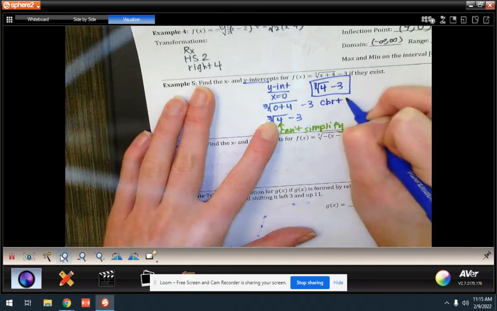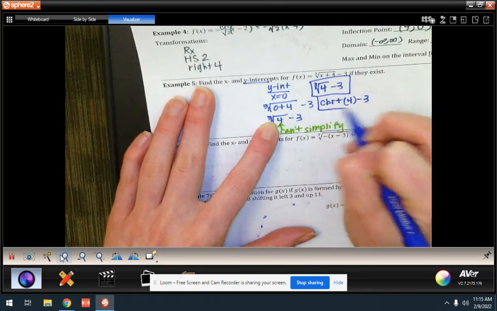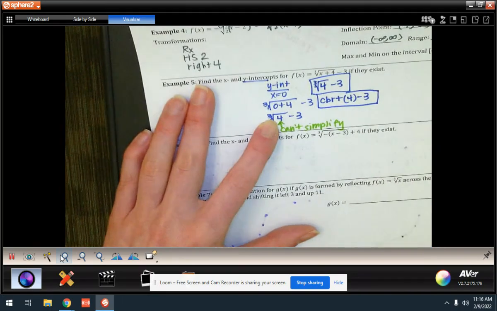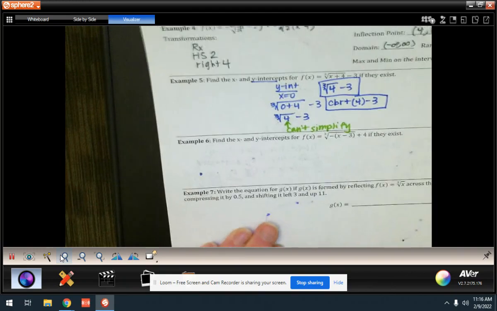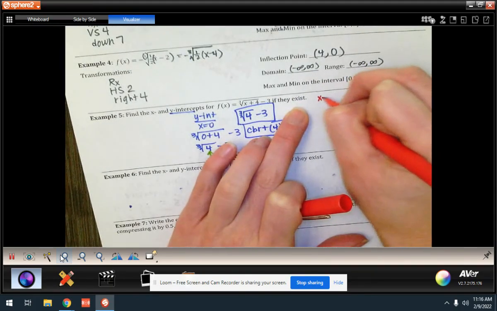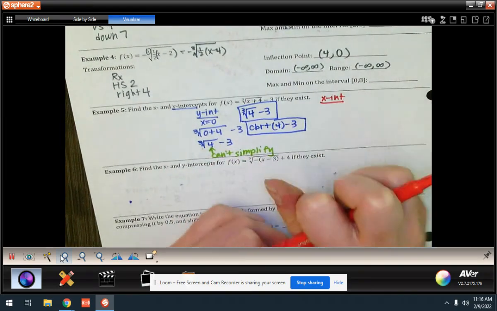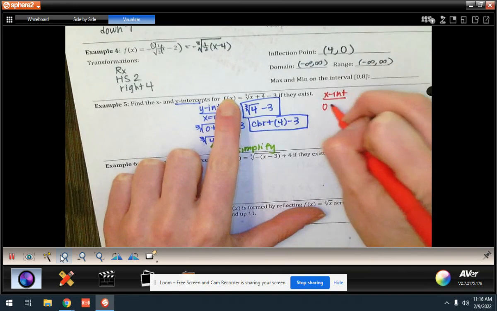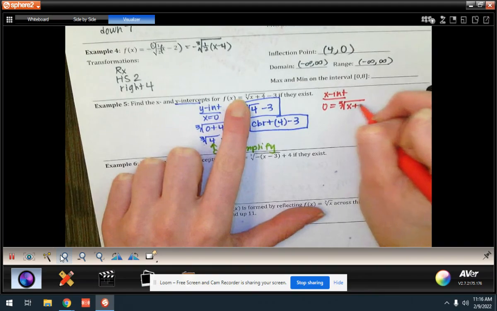Cube root, CBRT, of 4 minus 3. That's how you would type it for the y-intercept. Okay, x-intercept, we have to solve an equation. I think I'll go over here. X-intercept. This time we plug in 0 for the output, the y, and solve for the x.